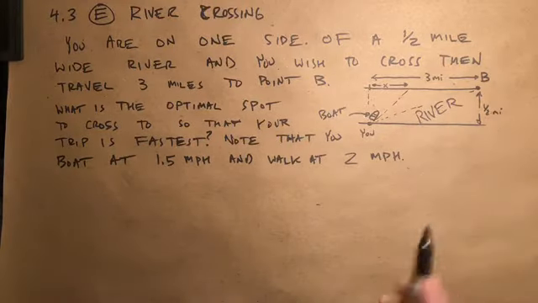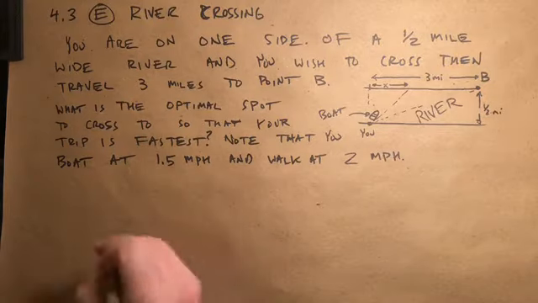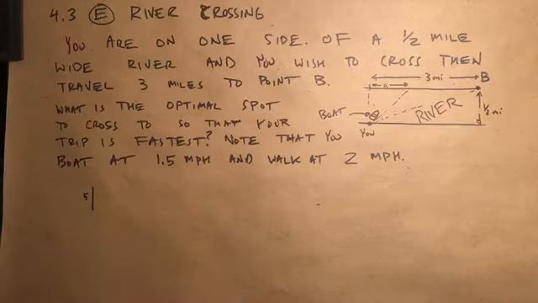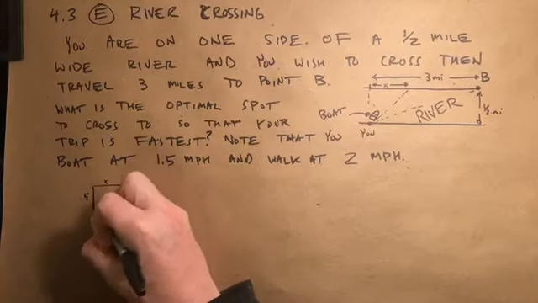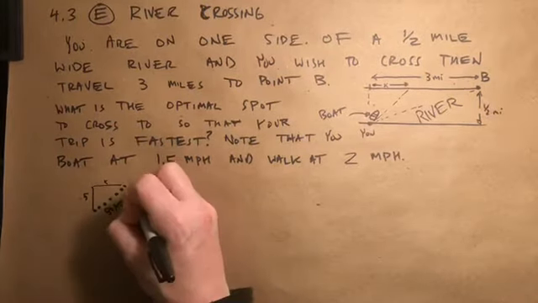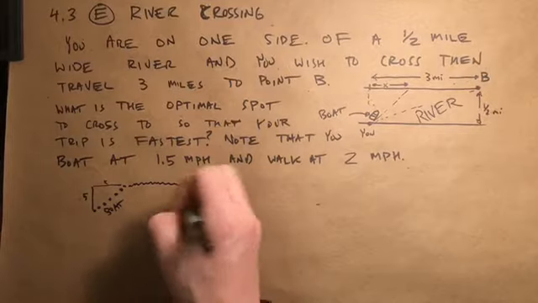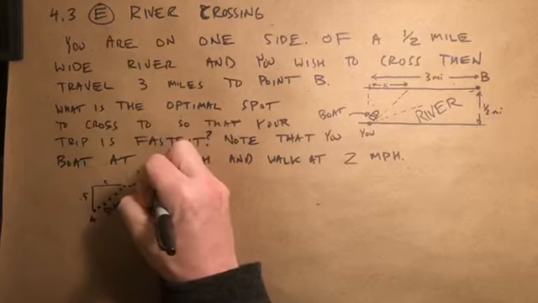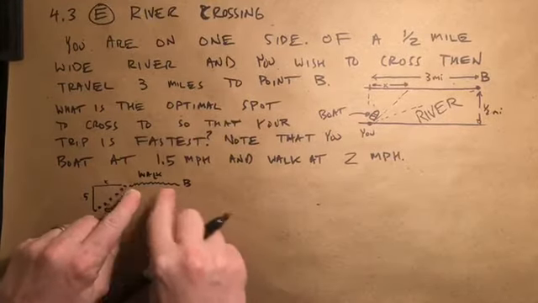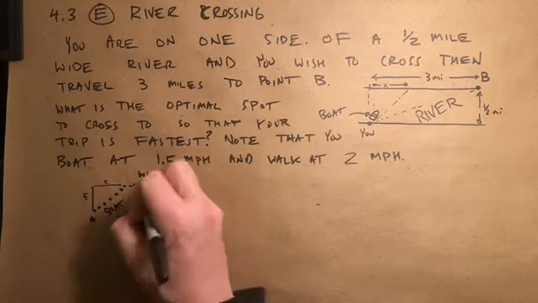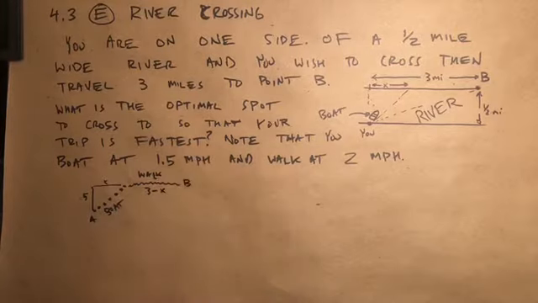If we have x right there, then really the picture looks something like this. Half-mile wide river. X is right there, but this is the path that we boat. And now here is the path that we walk. We can see that the whole distance across the river to point B was 3, and so that distance is 3 minus x.